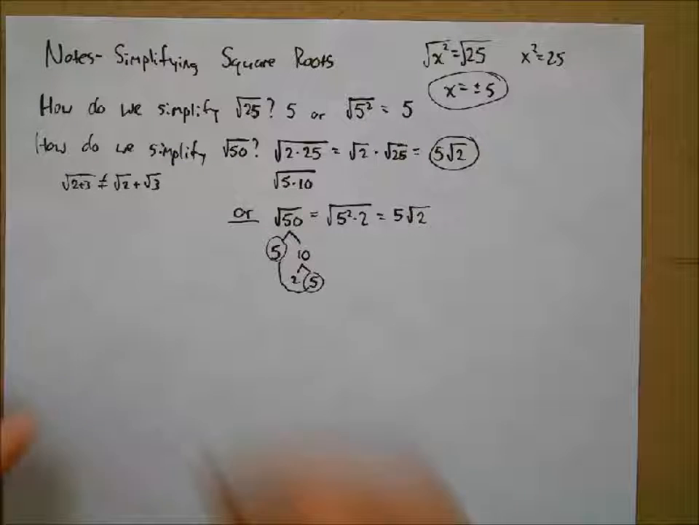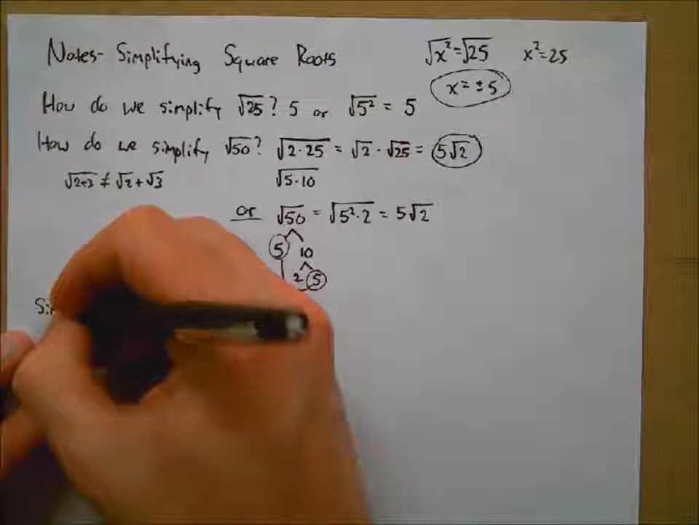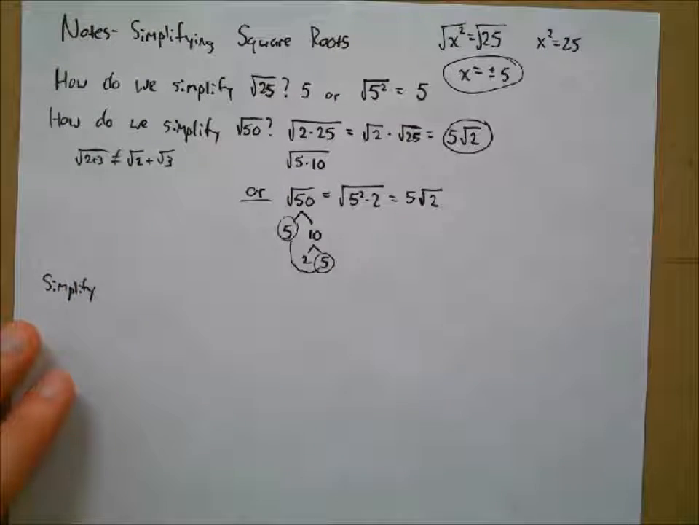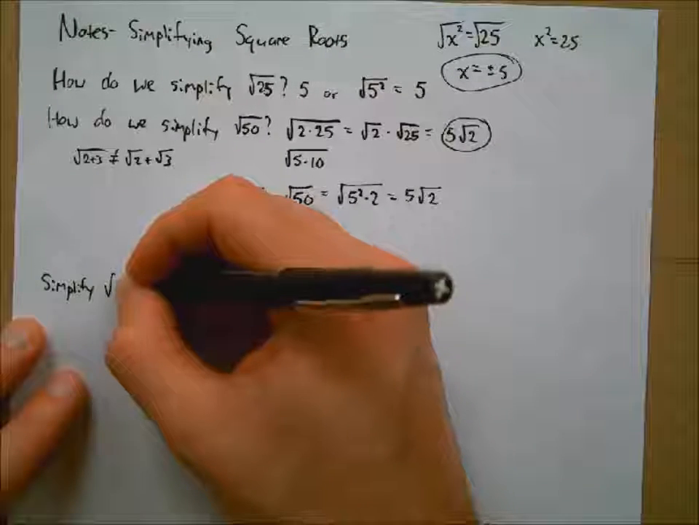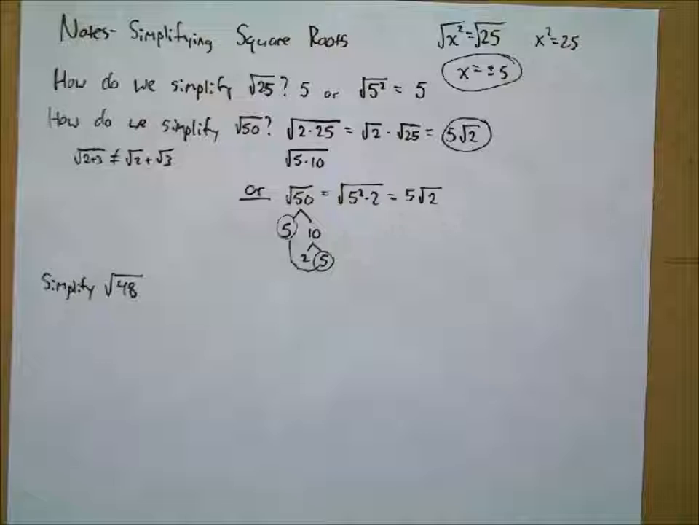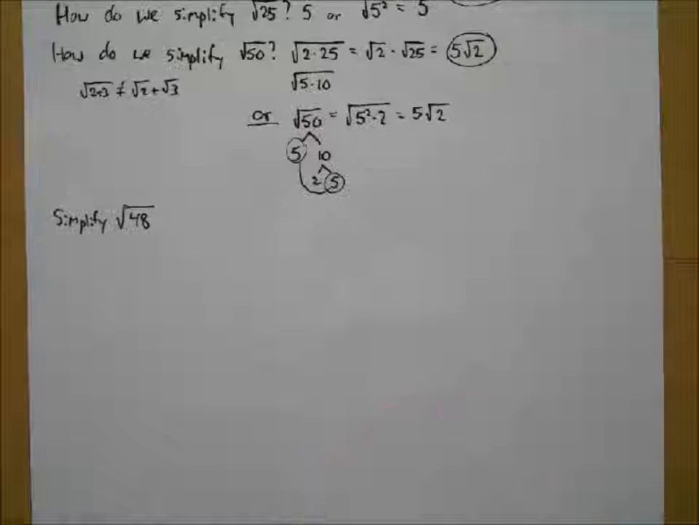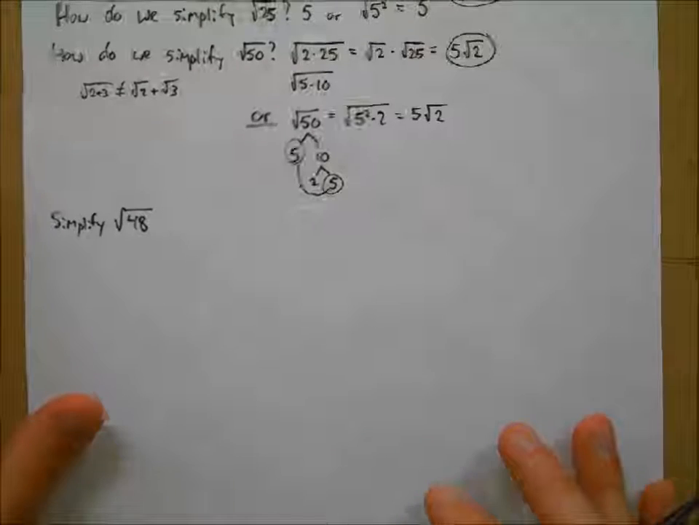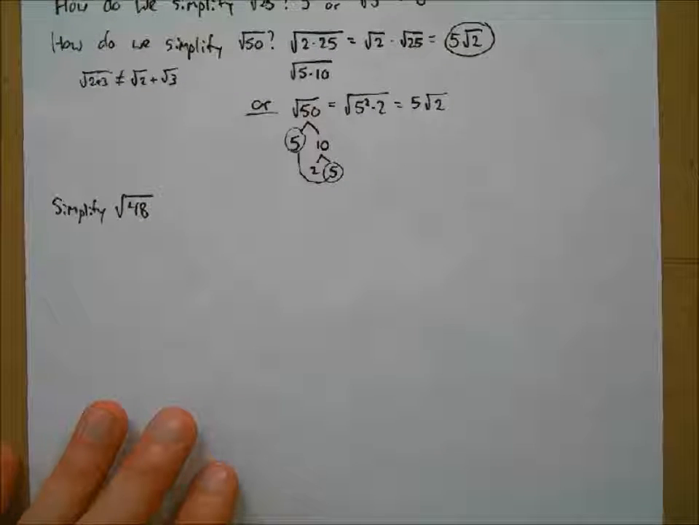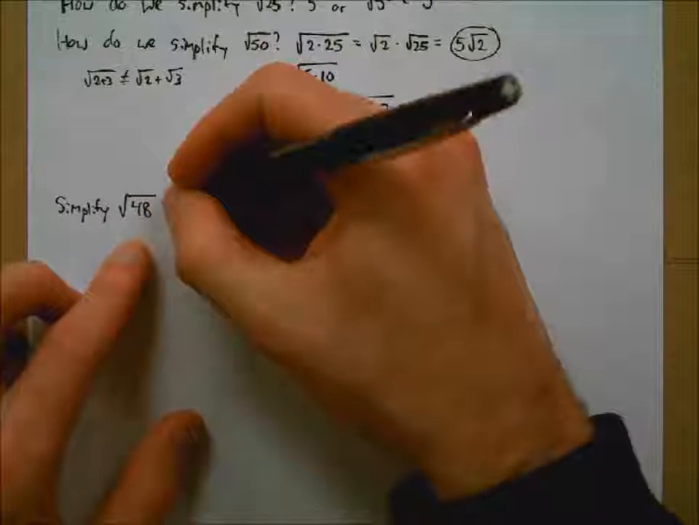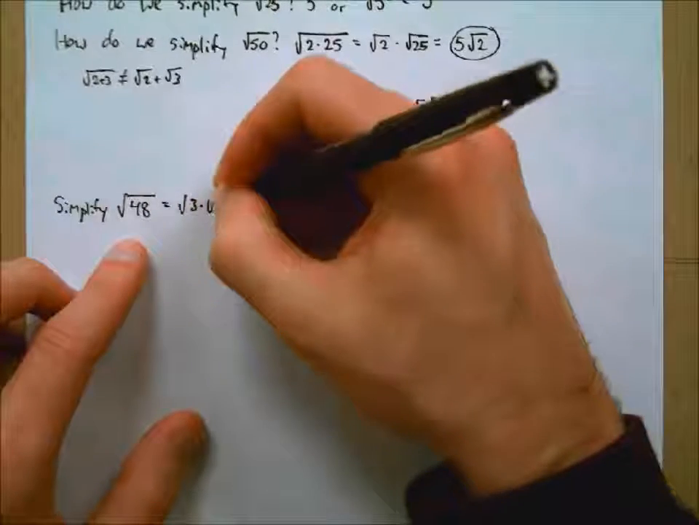Okay. Another opportunity. All right, so let's try another one here. Let's simplify the square root of 48. Okay, 48. Are there any perfect squares that divide 48? Avery, what do you say? 16. 16 and 3, okay. So 3 times 16 is 48.